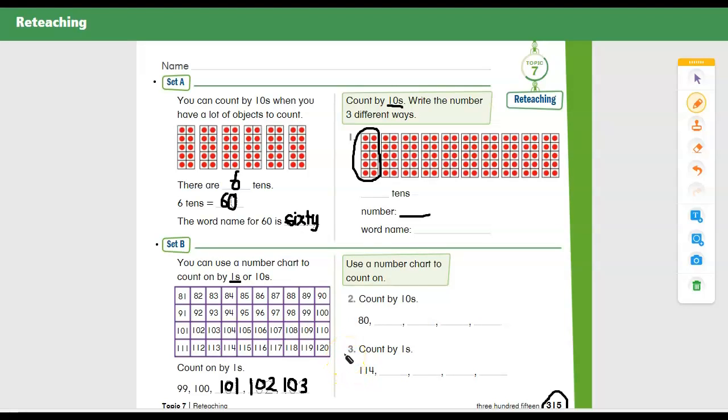For number 3, it wants you to count by ones from 114 to 4 more on. Again, you can use a number chart to help you. So for number 2, begin at 80 and count on by tens. For number 3, count by ones, beginning at 114. And again, you can pause the video at any time.